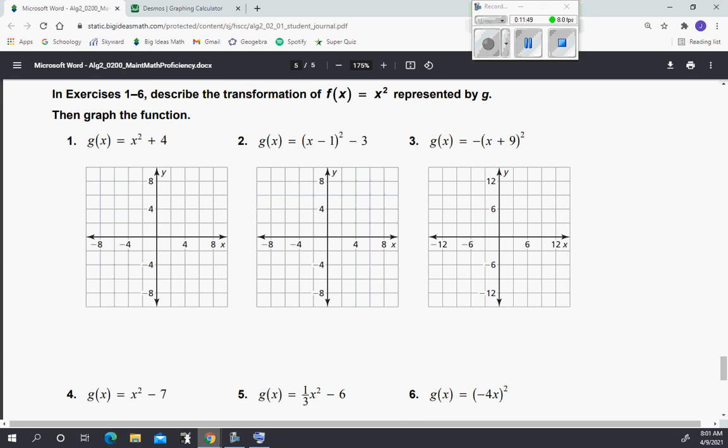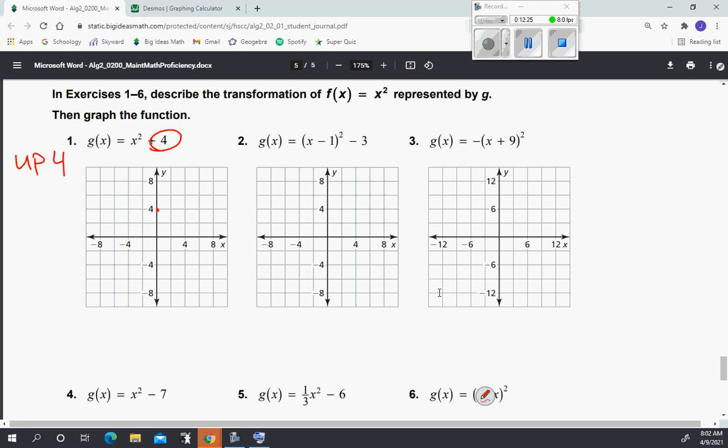Here in our extra practice, we're just going to describe the transformation of f of x equals x squared, and then we're going to graph the function. For these problems, 2.1, I'm not really looking for a spot-on perfect graph. That will be in 2.2. Right now, I just want you to describe this transformation. So it's x squared plus 4. This plus 4, what does that do? It moves our vertex up 4. That's all we know about this parabola.